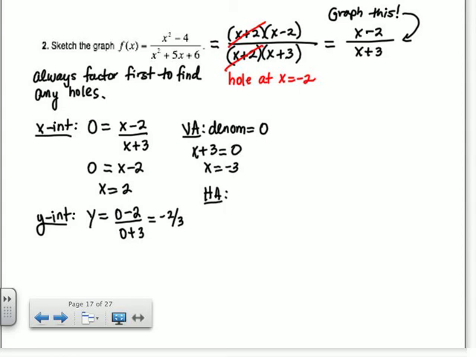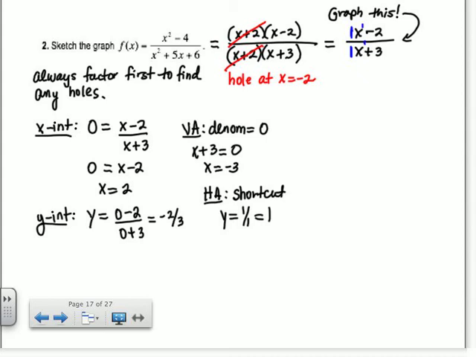Horizontal asymptote. Do you guys remember that one? No, not numerator. There's a shortcut. Remember, there's a shortcut. All right, so if you look at your degrees, this was x to the first power and x to the first power. So that's my largest degree. Look at the numbers in front. They're both 1. 1x over 1x. So it's going to be just 1. So 1 over 1, which is 1.